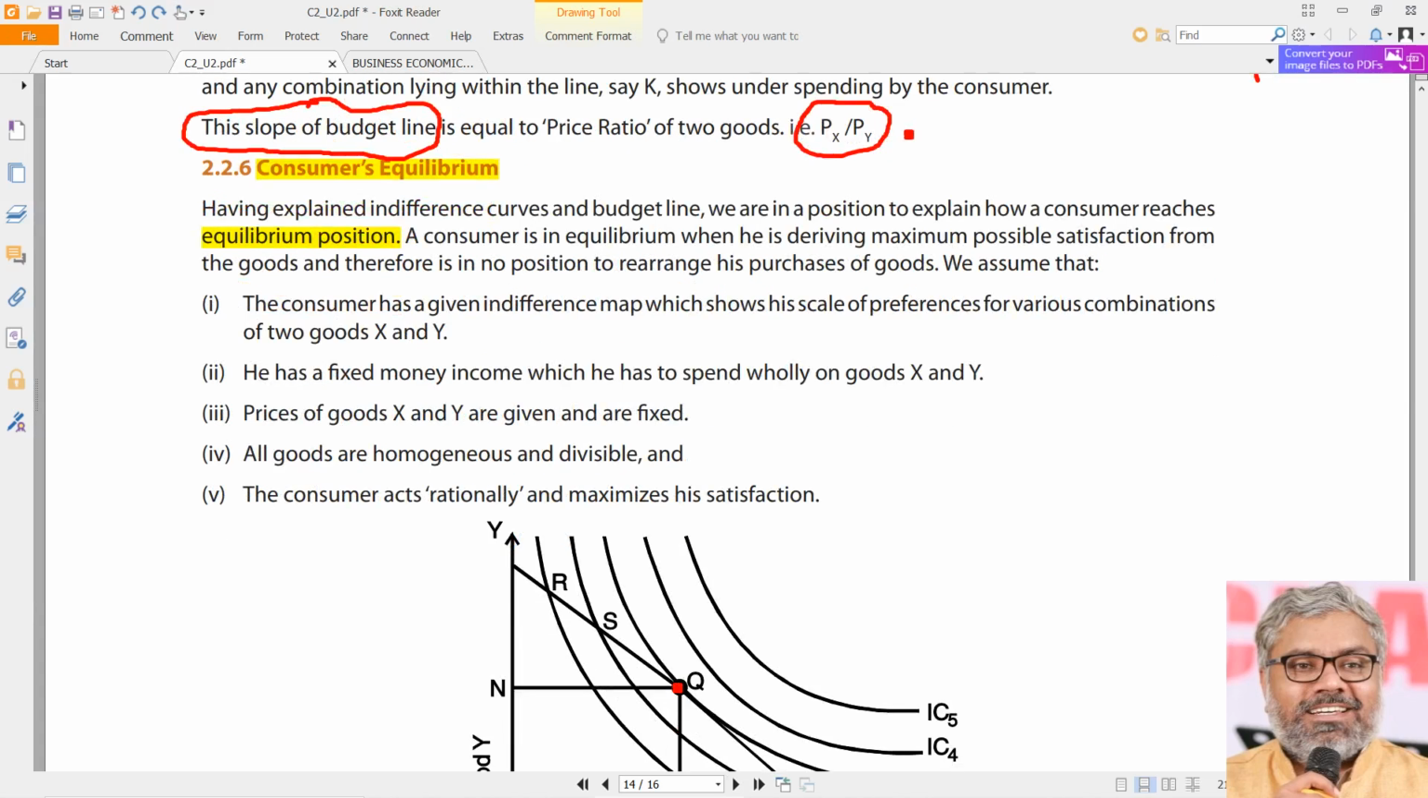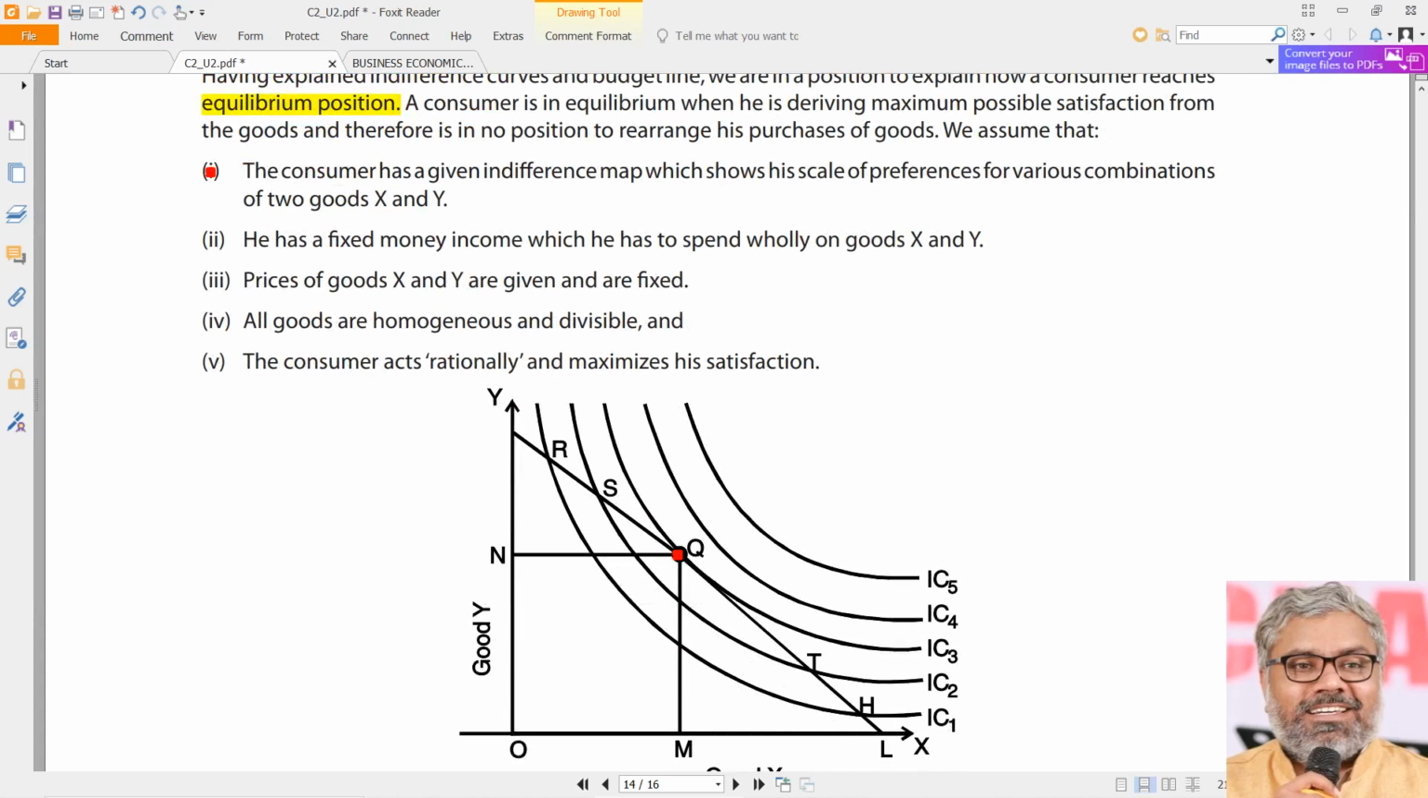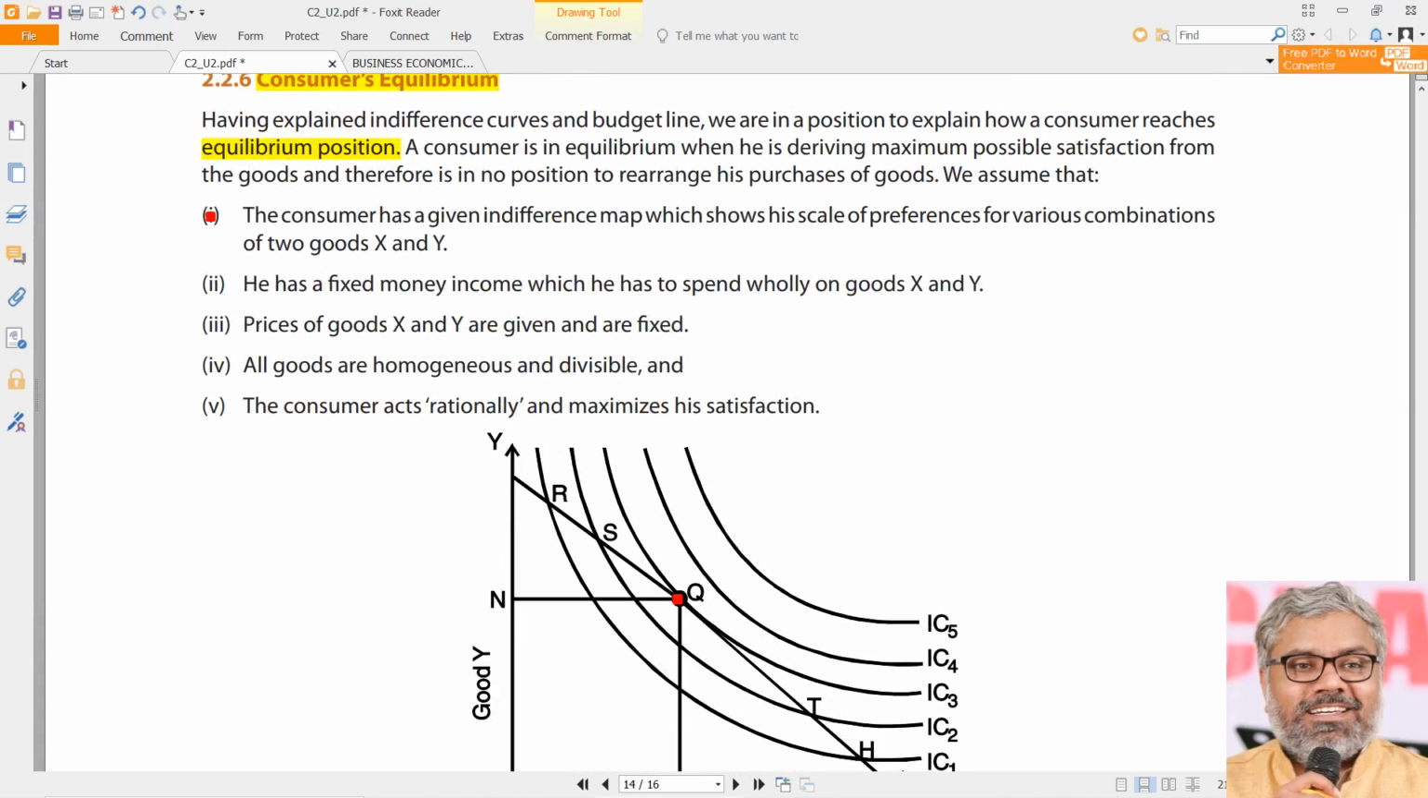But prior to that, we need to understand some of the assumptions. First point is, of course, the consumer has a given indifference map. He knows exactly what his preferences are, what his various combinations of goods X and Y are. Then only we can talk about this. That means there is an already set indifference map for a consumer. Second assumption is he has a fixed income, that is money income, which he can spend wholly on good X and good Y. Then only this will work.